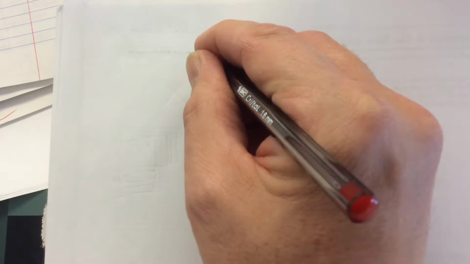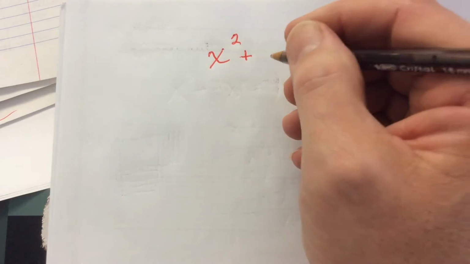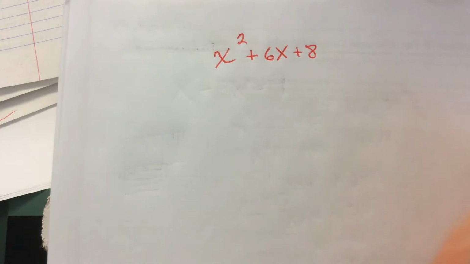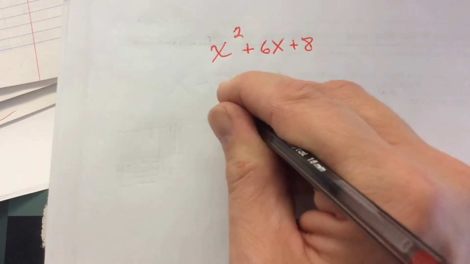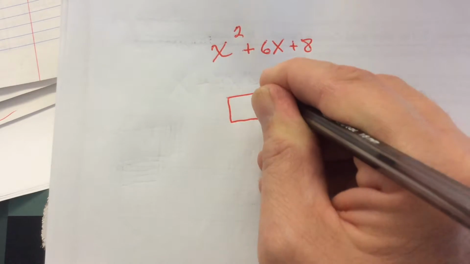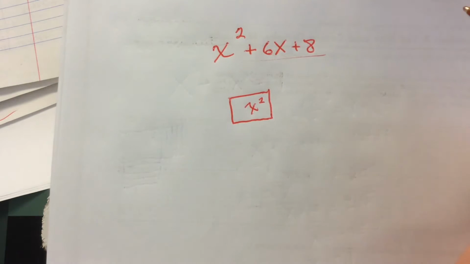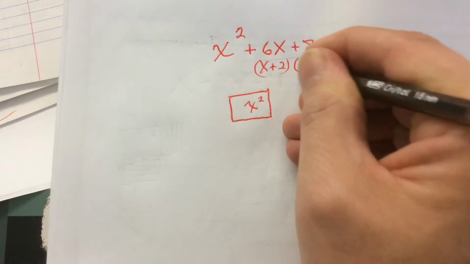Of course, sometimes you don't have squares. Sometimes you have rectangles. X squared plus 6x plus 8. Okay, what does that look like? Well, here's your x squared. Can anybody factor this? Yeah. X plus 2 and x plus 4. That's exactly right. X plus 2 and x plus 4.